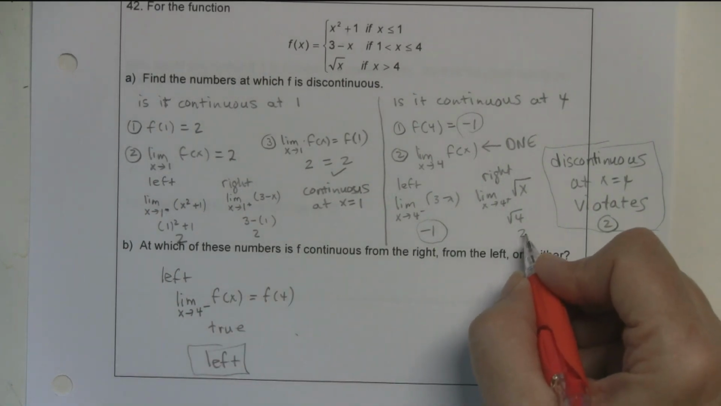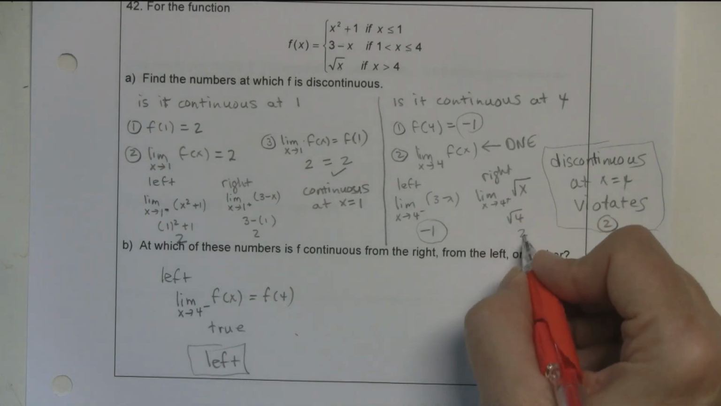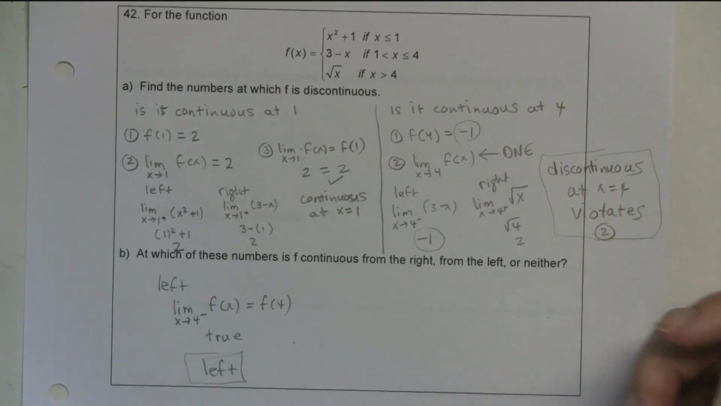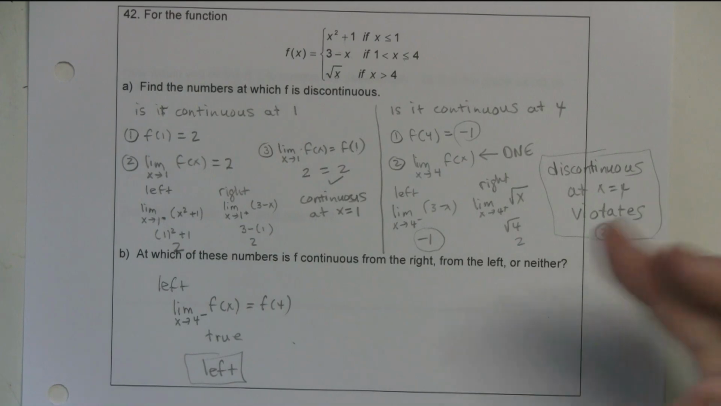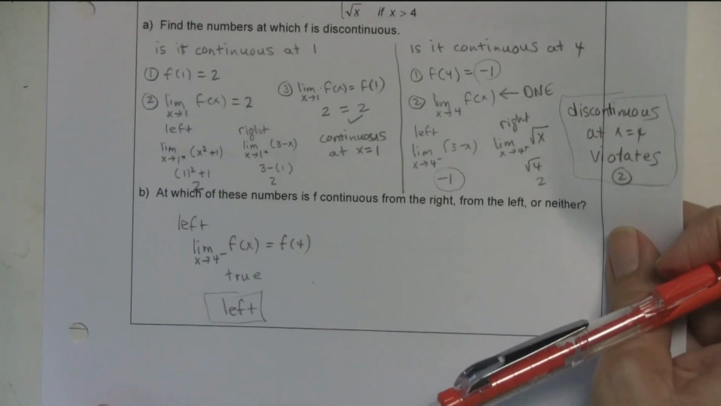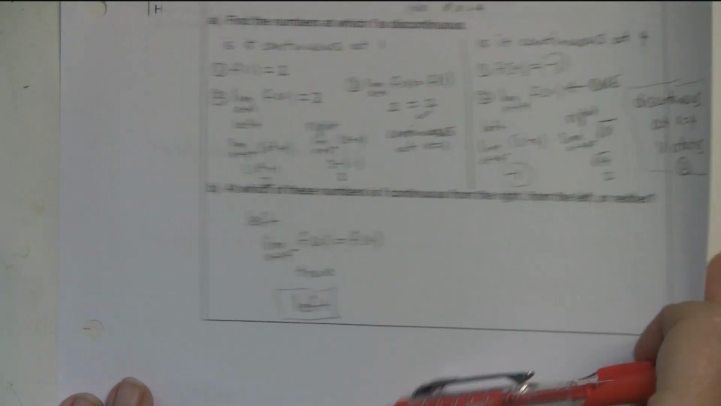It wouldn't be right-hand continuous because on the right, this is from the right, we got 2 where the function was equal to -1. So anyway, it's easy to tell if it's left-hand or right-hand continuous, or if it was neither of those, which would have been a possibility as well. There could have been neither, but we saw that it was true, so we know that one.